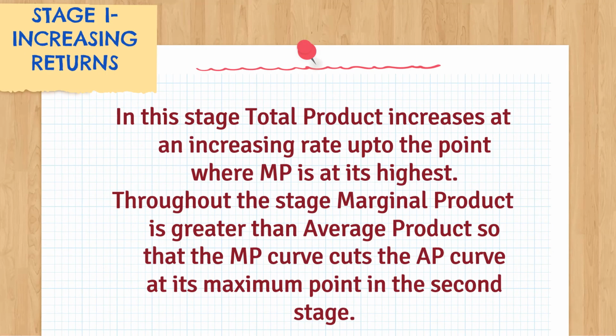So here is explaining the 3 stages of the law of returns to scale. And the first stage is called the stage of increasing returns. In this stage, total product increases at an increasing rate up to the point where marginal product is at its highest. That is what I showed you when we were studying the diagram. Throughout the stage, marginal product is greater than average product, so that the marginal product curve cuts the average product curve at its maximum point in the second stage.